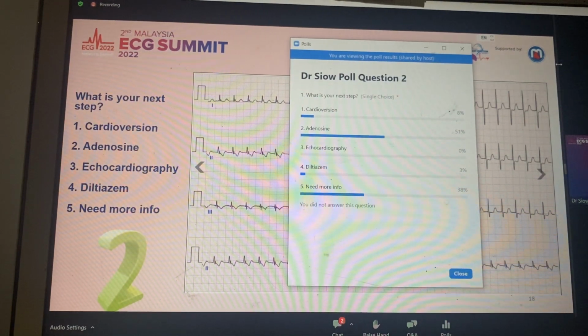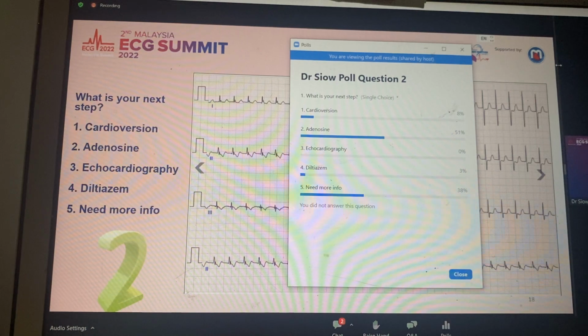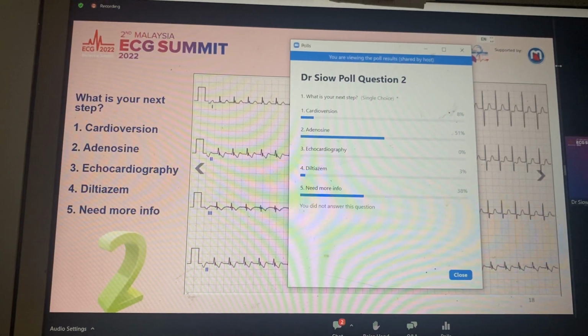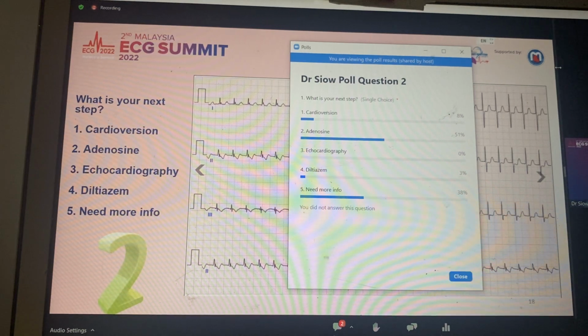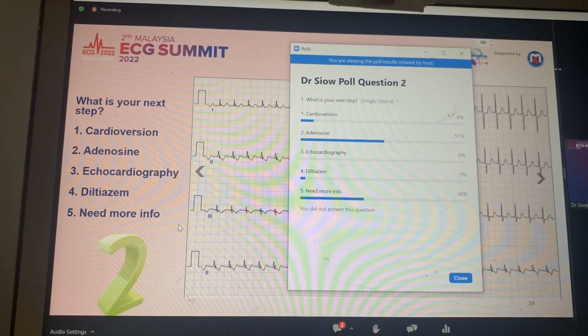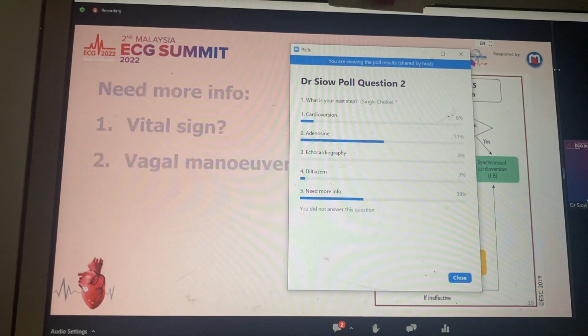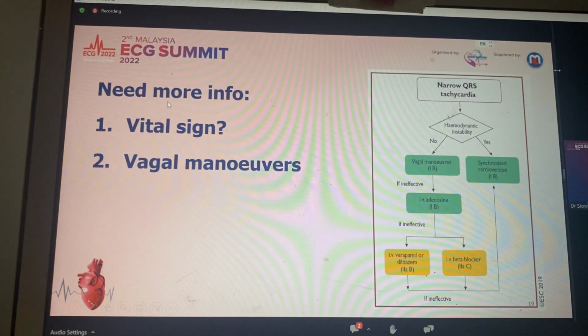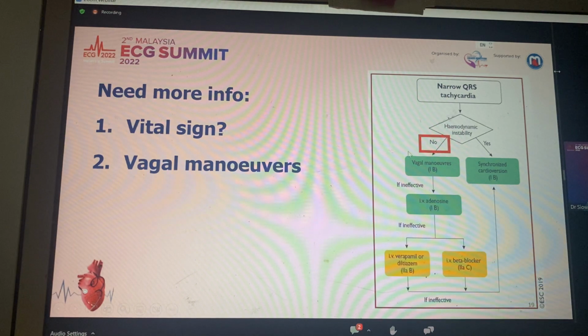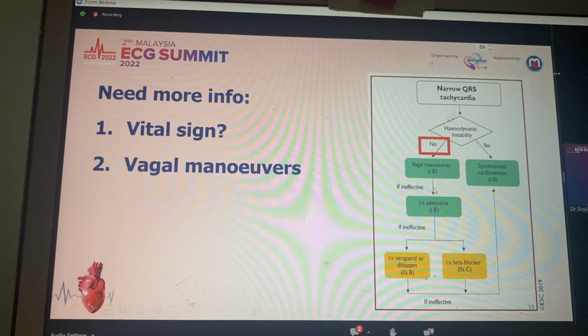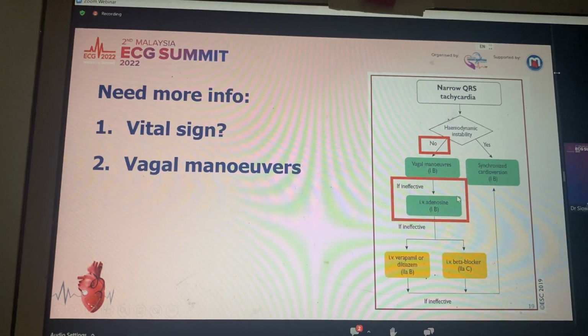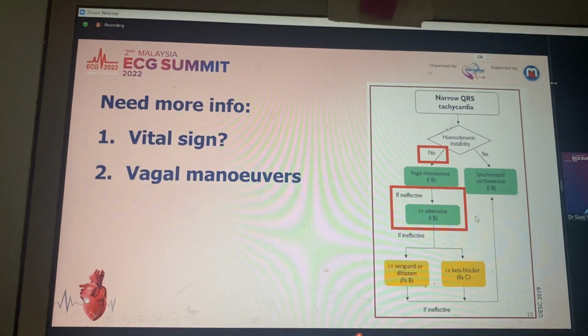Okay, so you can see half of us choose adenosine. The next will be need more info. Yes, I think we need more info because we don't know whether this is stable or unstable. So back on the algorithm again. You see, we don't know whether it is stable or not. So this patient basically is stable, and then we do the vagal maneuver. If ineffective, we give IV adenosine.